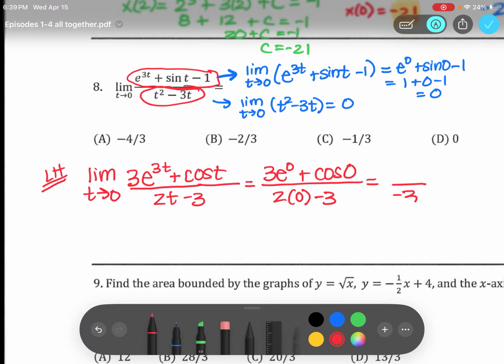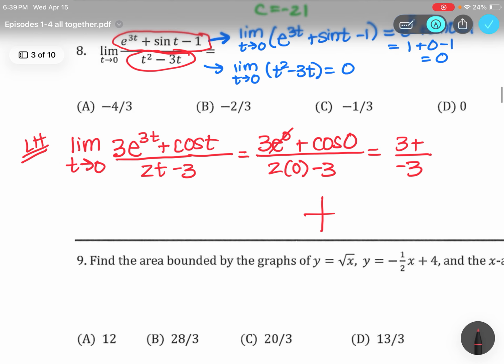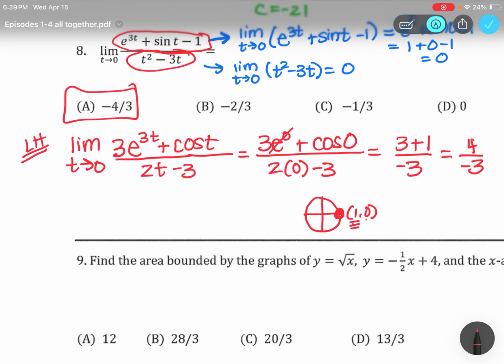My denominator is negative 3. My numerator, I know that e to the 0 is 1, so 3 plus the cosine of 0. We've got to know what the cosine of 0 is. Think to yourself, where is 0? Right here. The cosine of 0 is the x-coordinate. They go cosine comma sine. So my answer is 4 over negative 3, or negative 4/3.